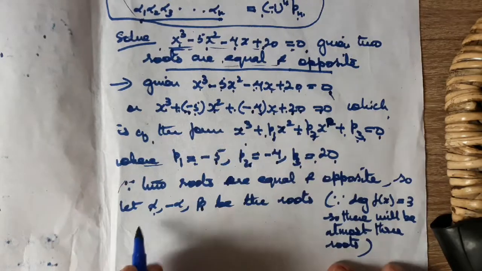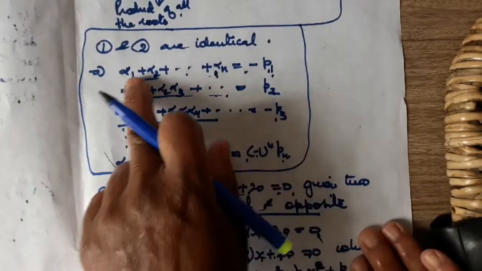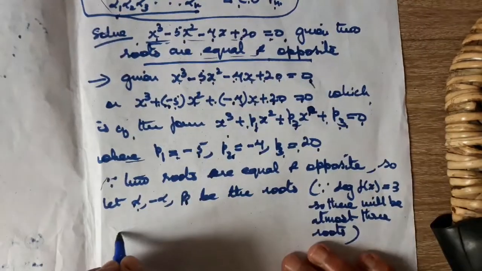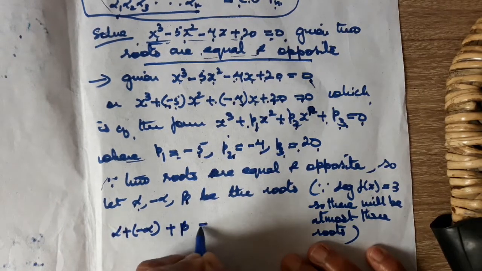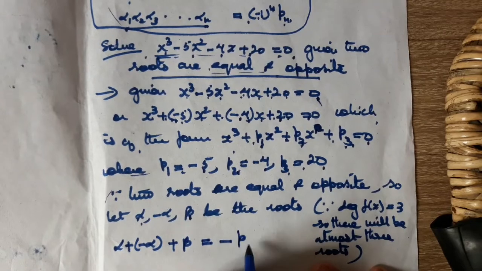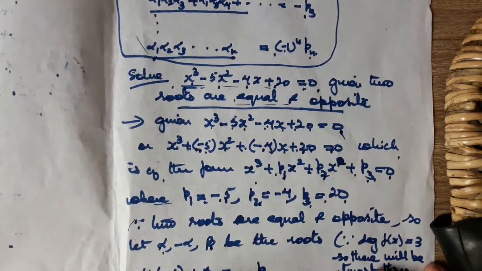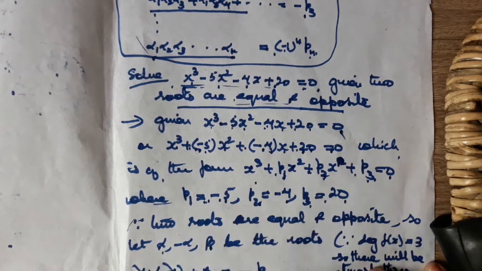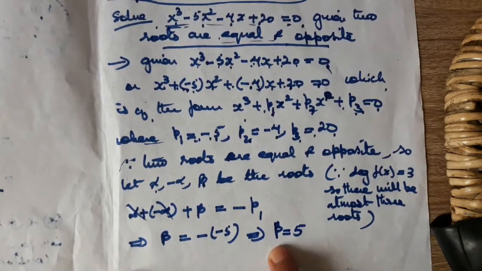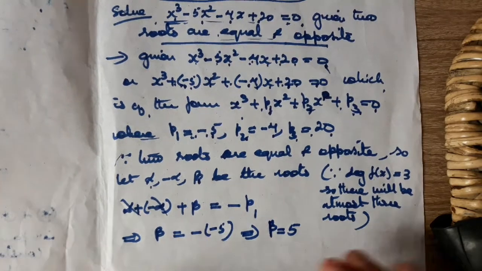Now, for the sum of the roots, using this relation between roots and coefficients: alpha plus minus alpha plus beta is equal to minus p1. And what is p1 here? P1 is minus 5. So alpha and minus alpha can be cancelled, which implies beta is equal to minus of minus 5, because p1 is minus 5, which implies that beta is equal to 5. Now you got the value of one of the roots, that is beta is equal to 5.